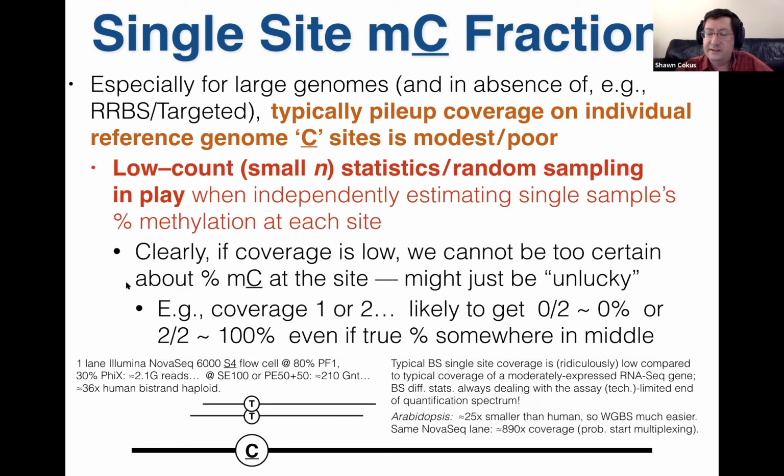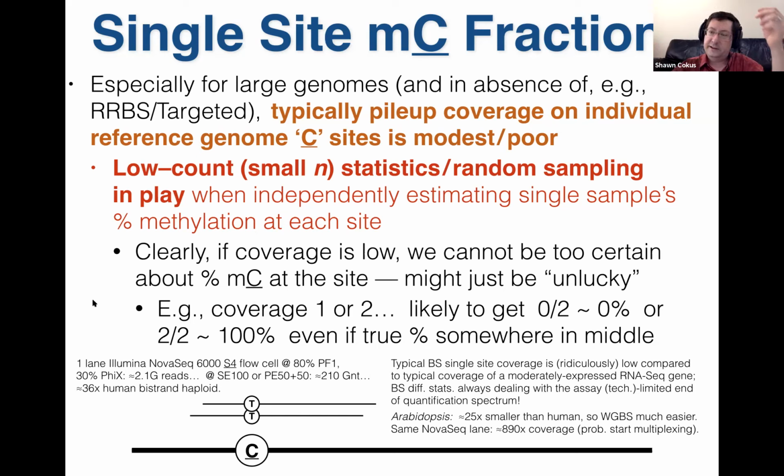You just get unlucky. If the coverage is 1 or 2, you're very likely to get 0 of 2 and declare 0% methylation, or 2 of 2 and declare 100% methylation, even if the true percent is somewhere in the middle, right? As I say, it's kind of like RNA-seq, where those genes are at the bottom end of the expression spectrum, where you usually throw those away. You don't even start to statistically analyze genes until they're up into the dozens to hundreds, and you've got genes in the thousands of counts, even tens or hundreds of thousands of counts in a typical RNA-seq assay. We don't have anything like that here.